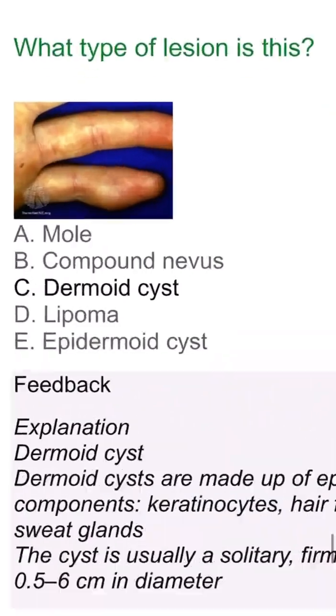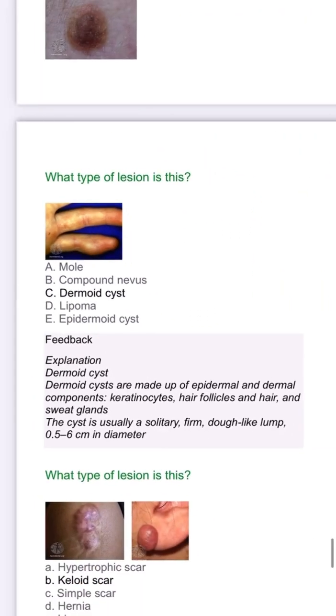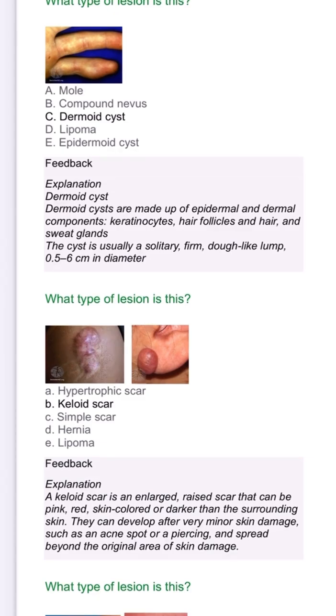What type of lesion is this? This is a dermoid cyst. You can see here in the little finger, a dermoid cyst. So dermoid cysts are made up of epidermal and dermal components: keratinocytes, hair follicles, hair and sweat glands. The cyst is usually a solitary, doughy lump, 0.5 to 6 centimeters in diameter. It can be of this size.